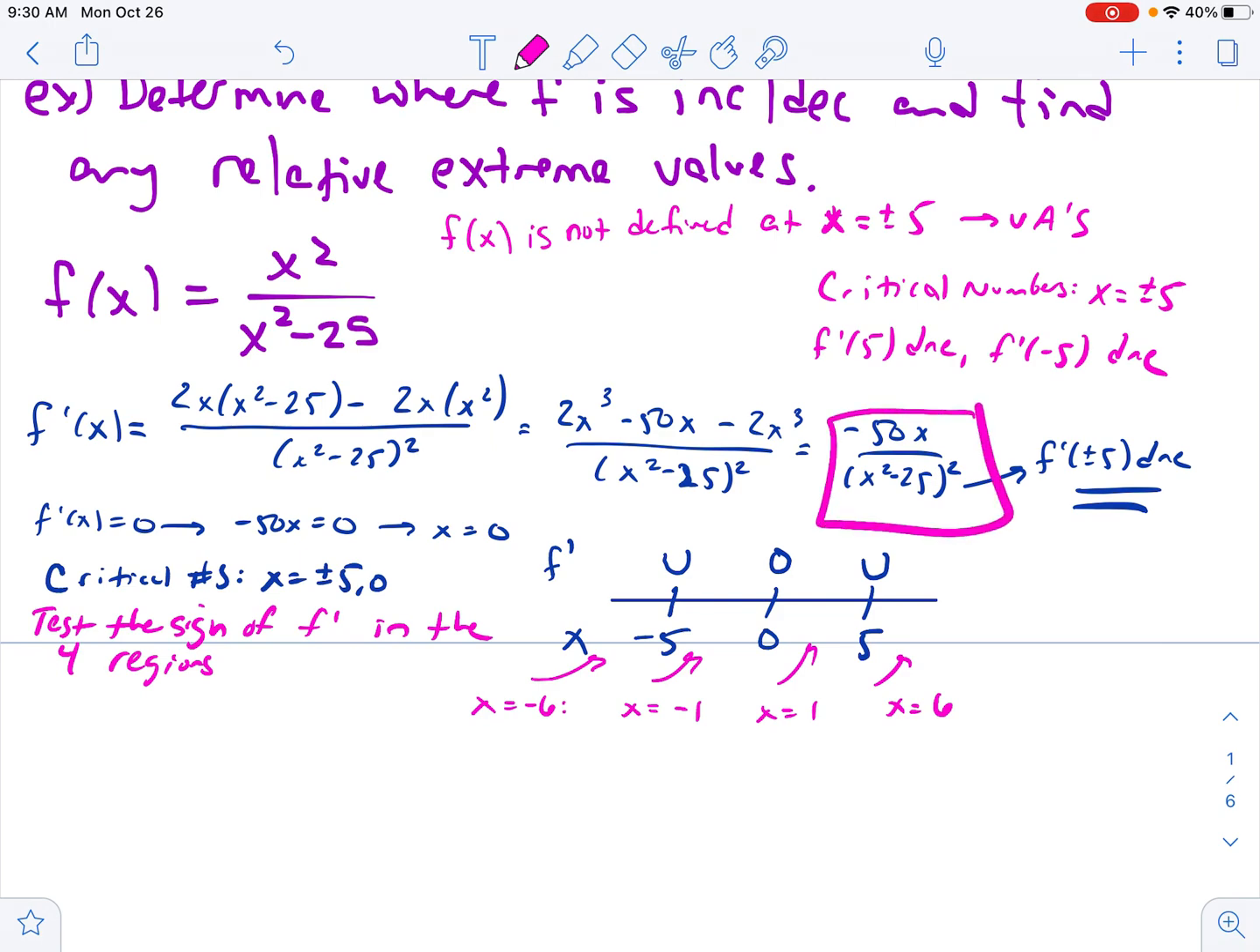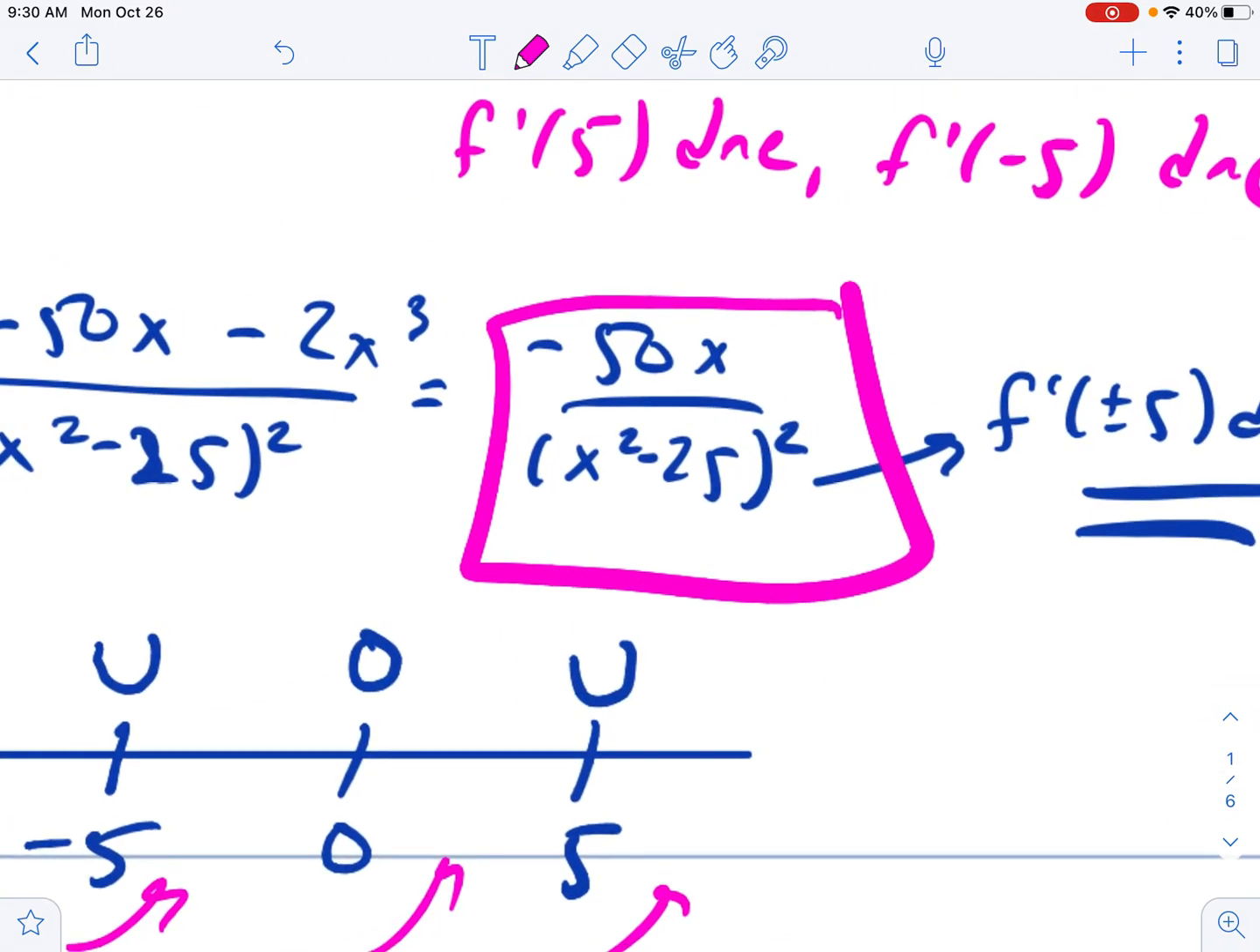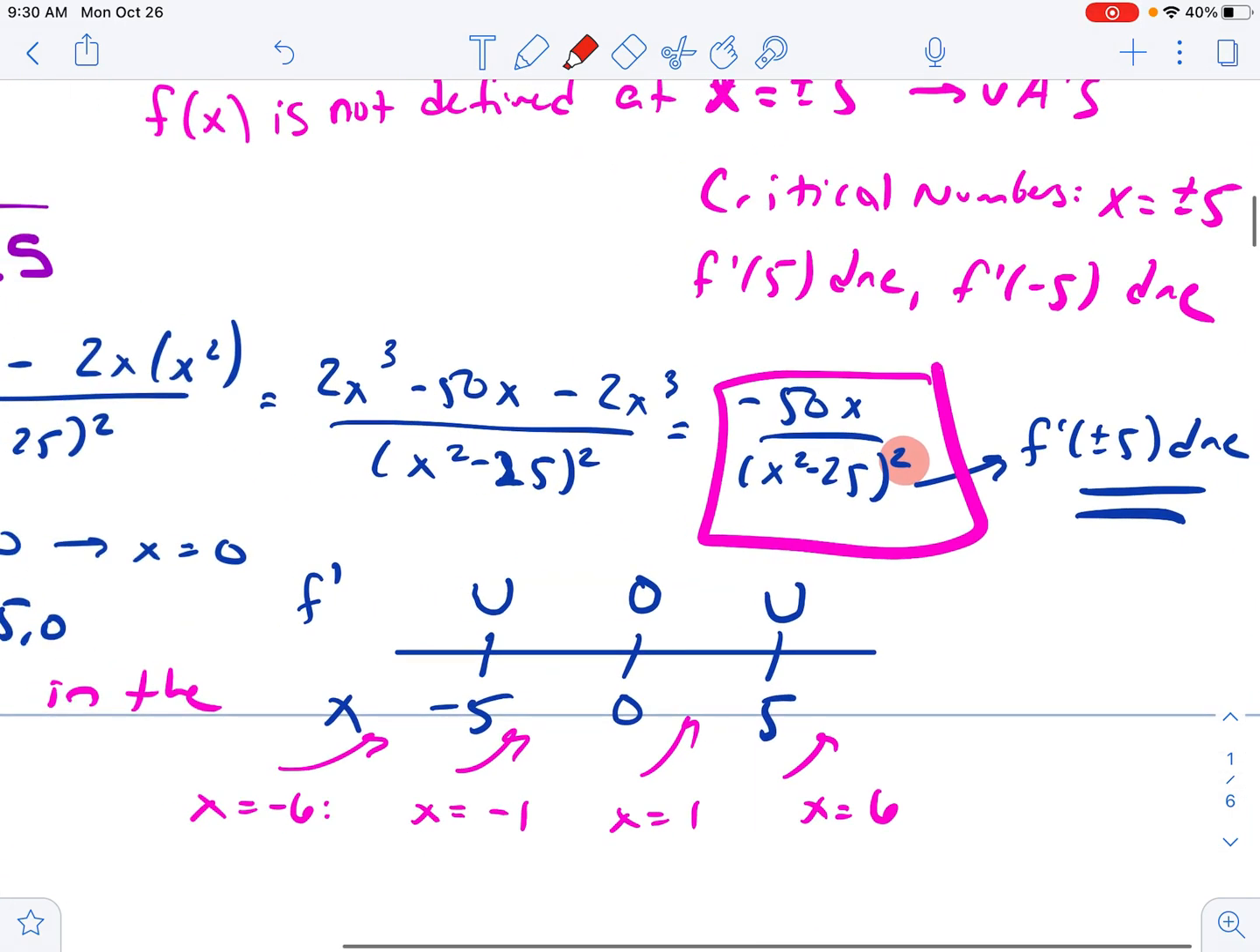Here's our f prime as simplified as we got it. Don't work too hard to test the sign of this thing. What do you notice about the denominator? The whole denominator is squared, right? What sign is the denominator going to be if the whole thing is squared? As long as it's not equal to 0, it's always going to be positive. So I know the denominator of this thing is always going to be positive, and I'm not going to work too hard to punch numbers into that. Basically, I'm going to look at the sign of the numerator.